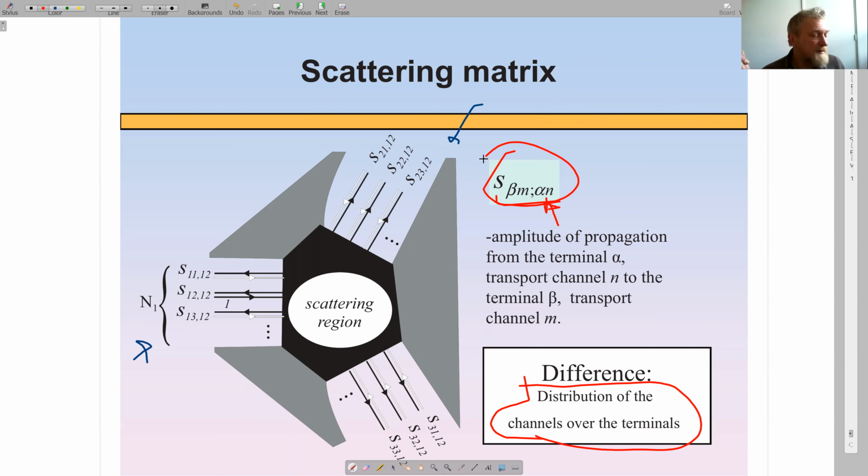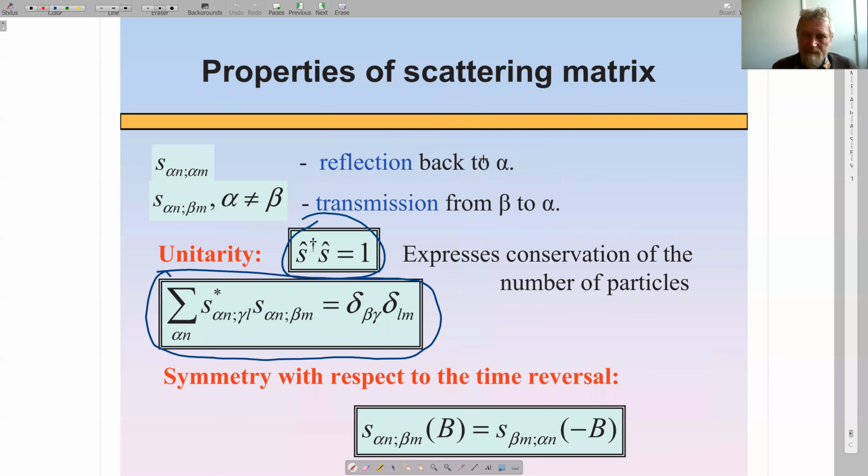Let us recall general properties of the scattering matrix. Let us see how it is expressed in the new situation.